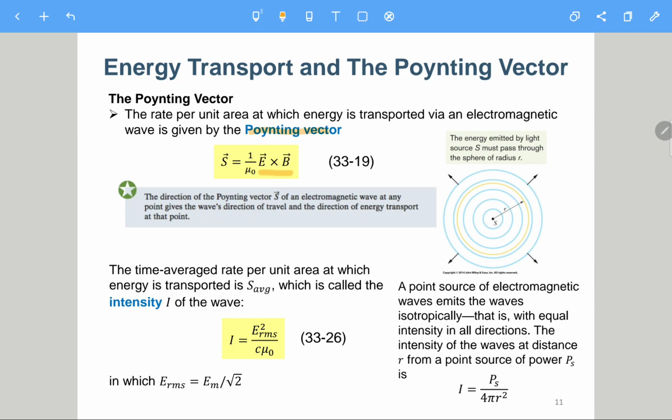And actually, the magnitude of the Poynting vector is related to the rate at which the energy is transported. So it relates to how much energy is transported per unit area per unit time. So here it is summarized that the direction of the Poynting vector of an electromagnetic wave at any point gives the wave direction of travel and the direction of energy transport at that point. Yeah, so this is the Poynting vector.